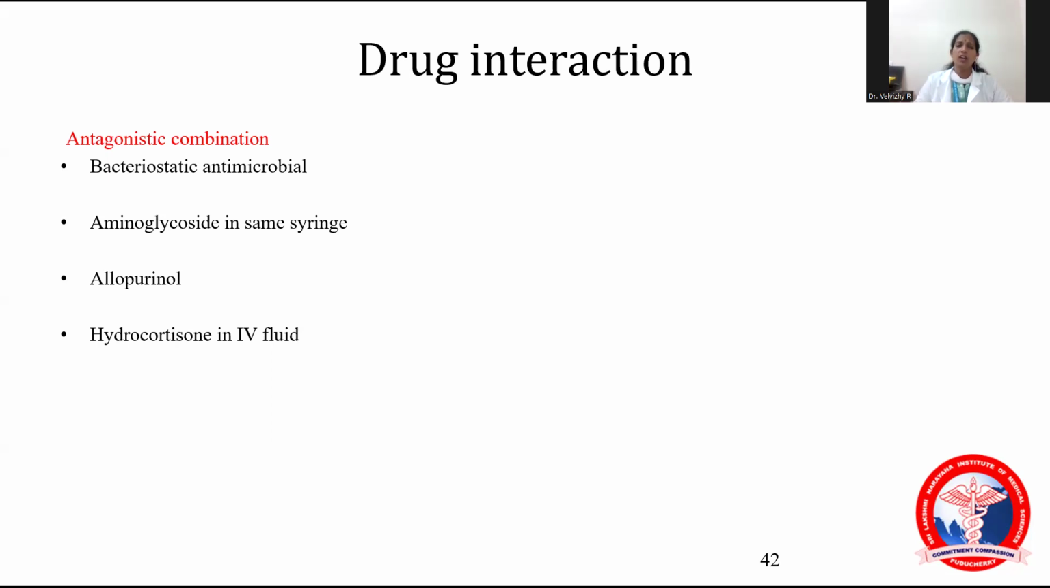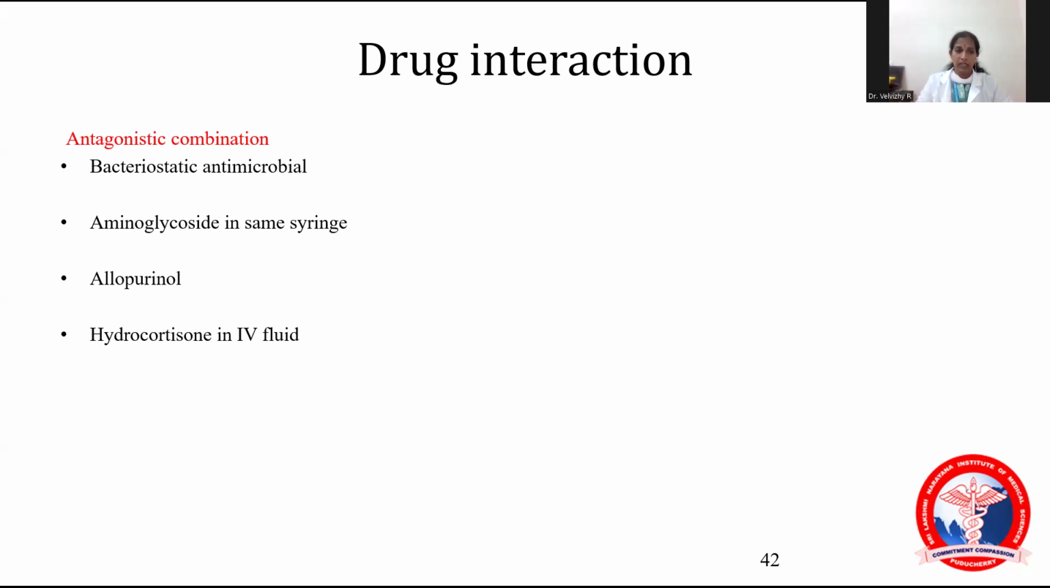The second one is aminoglycoside, which provides a beneficial, improved efficacy. Its coverage will be broad spectrum, but if you combine penicillin and aminoglycoside in the same syringe, both will inactivate each other. So always give penicillin separately and aminoglycoside separately. The third one is allopurinol, the drug used for gout. If you combine penicillin with allopurinol, the chance of developing a hypersensitivity reaction is very high.